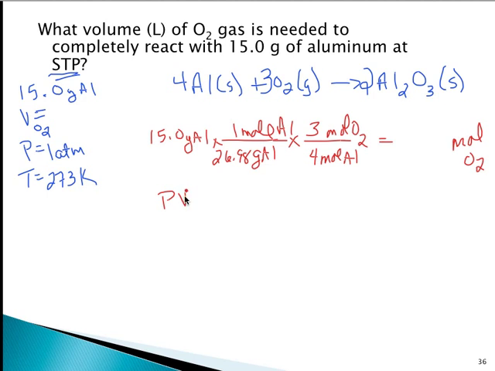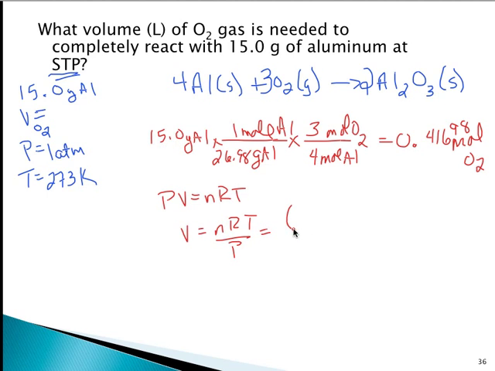Then I can use PV = nRT. I want to know the volume needed, so I have nRT over P. Let's find out these moles first. So I've got 15 divided by 26.98 times 3 divided by 4. This gives me 0.411698. I carry more sig figs that I'm going to have to round to at the end. I think I'm going to round to about 3 because that's my given.